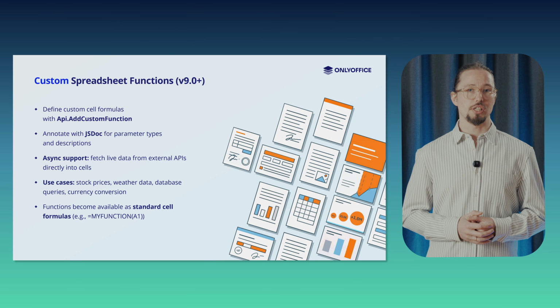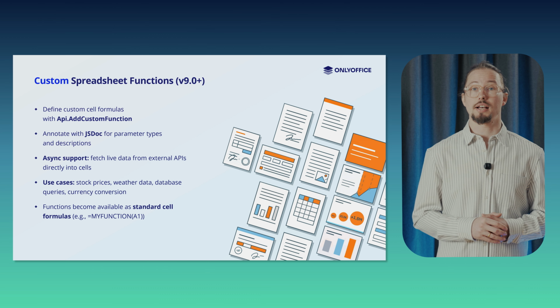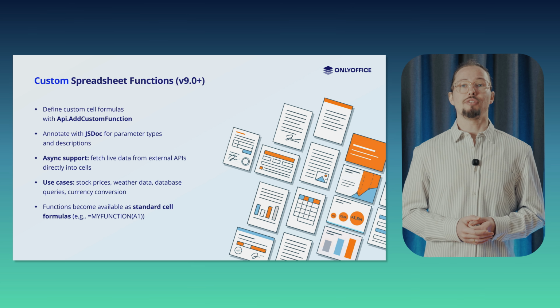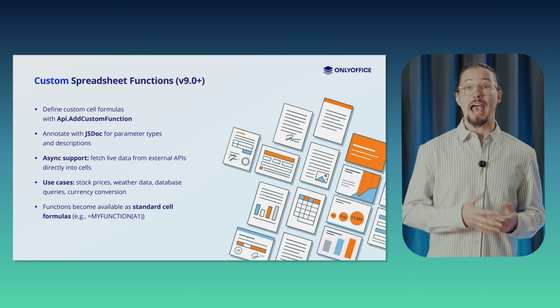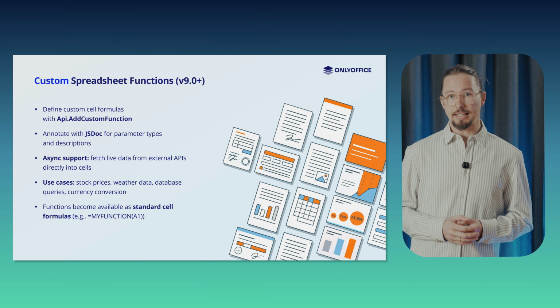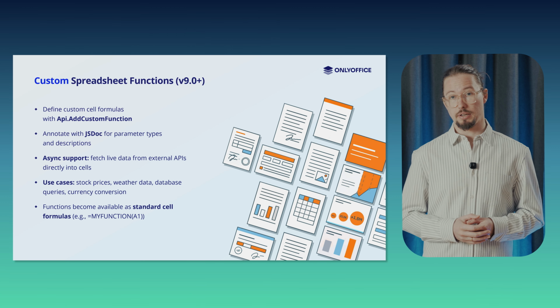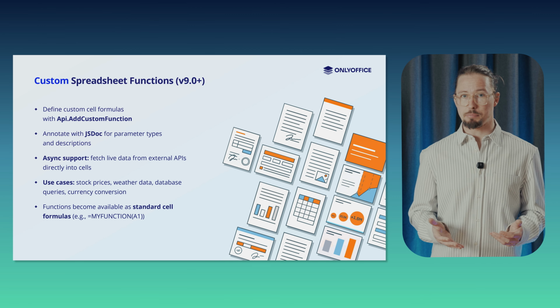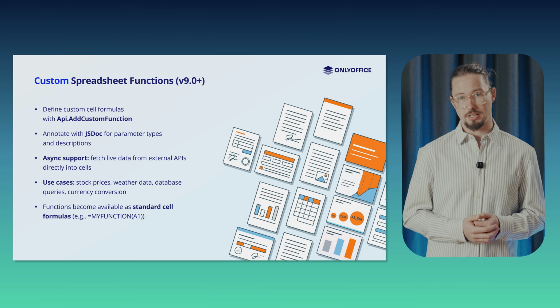Since version 9.0, macros also support custom spreadsheet functions with async capabilities. You can define a function using api.addCustomFunction, annotated with JSDoc, and it becomes available as a cell formula. That opens the door to things like fetching live data from external APIs directly into a spreadsheet cell.